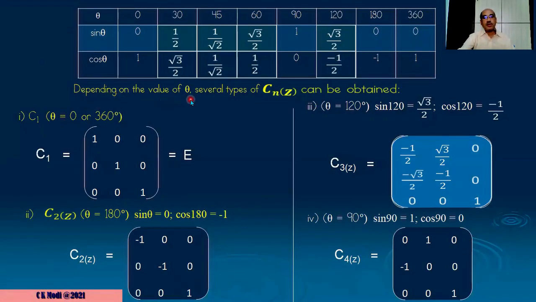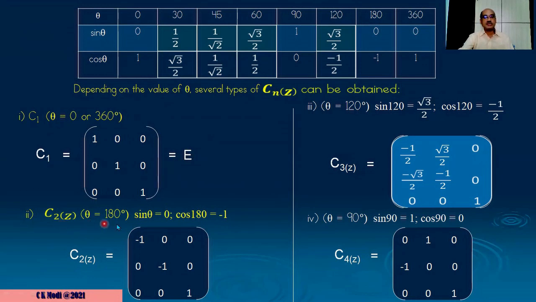So, for example, depending on the value of theta in the Cnz matrix, suppose the value of theta is equal to 0 or 360. Then cos 360 is equal to 1 and sin 360 is equal to 0. Look at this: sin 360 is equal to 0, cos 360 is equal to 1. So we get 1, 0, 0; 0, 1, 0; 0, 0, 1. So this is the E matrix.